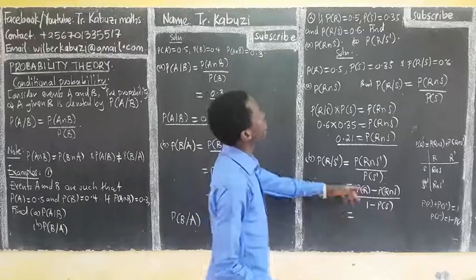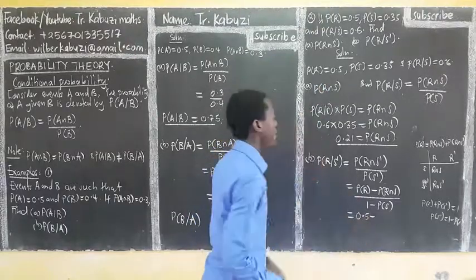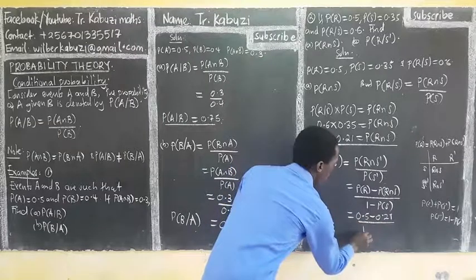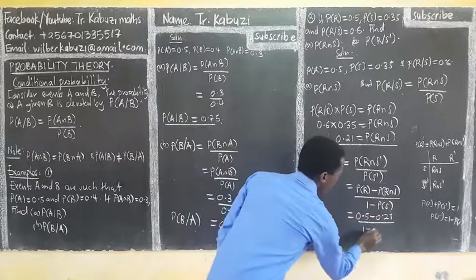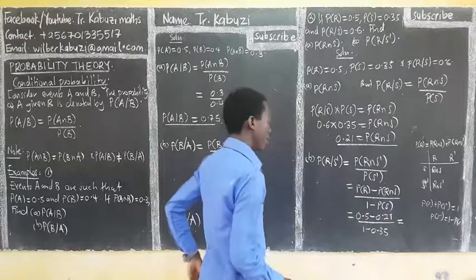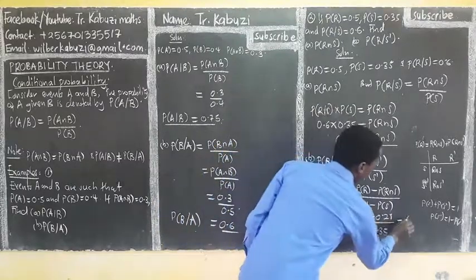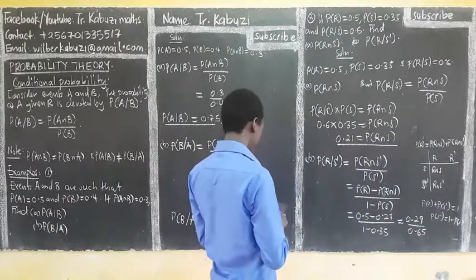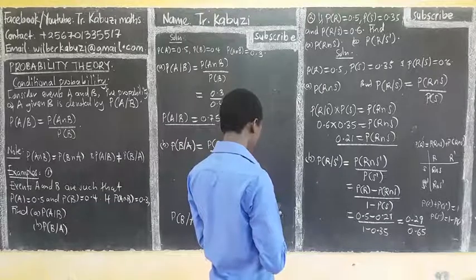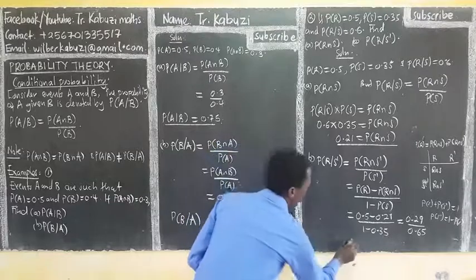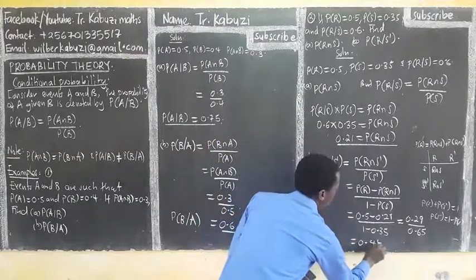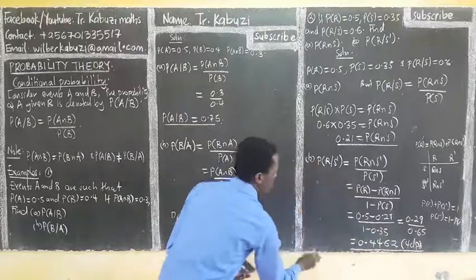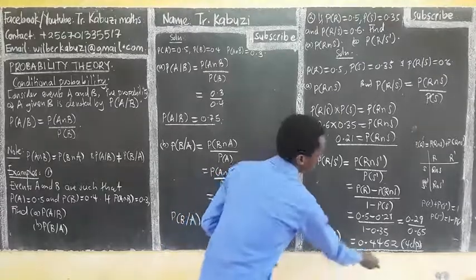So it is a matter of substituting. Probability of R is 0.5, probability of the intersection is 0.21, over 1 minus probability of S, which is 0.35. When we subtract that, it will be 0.65. So on top we have 0.5 minus 0.21, which is 0.29, over 0.65. The answer I'm getting, giving it 4 decimal places, is 0.4462. And that will be my answer for probability of R given S complement.